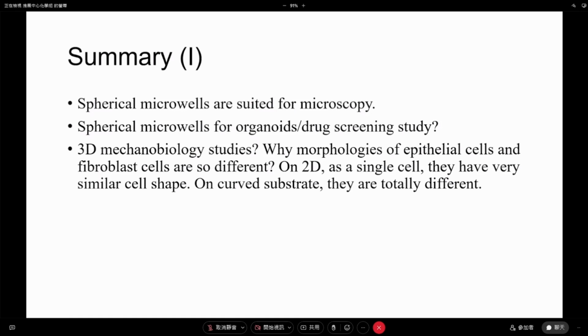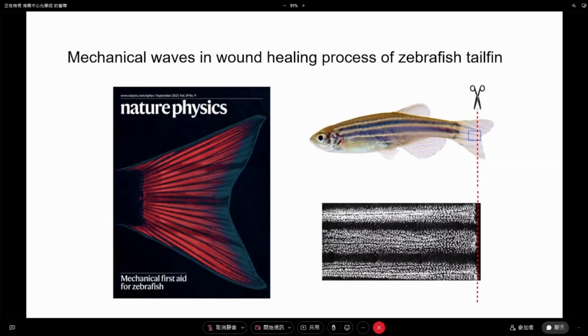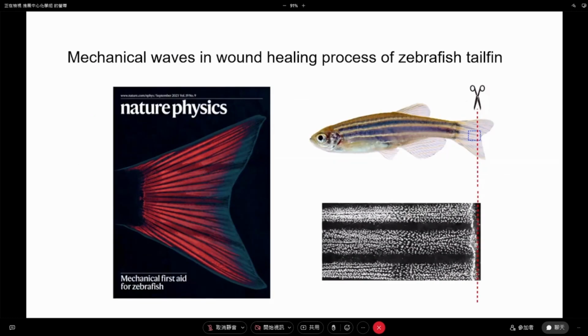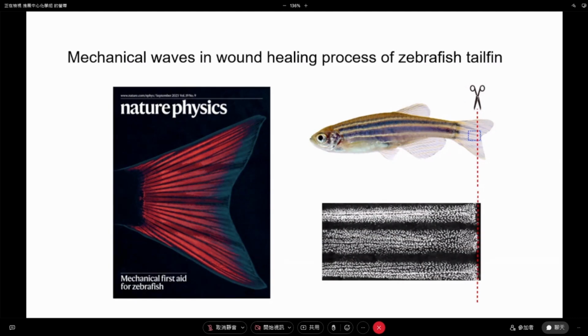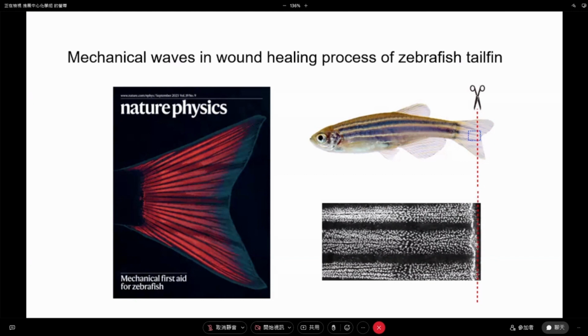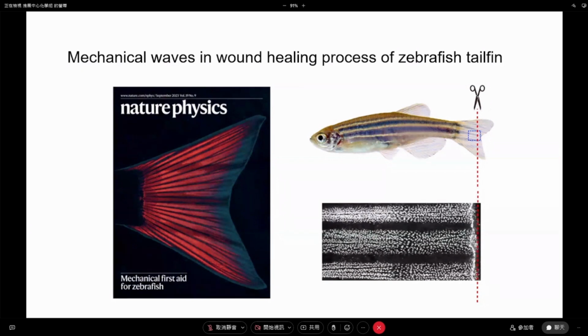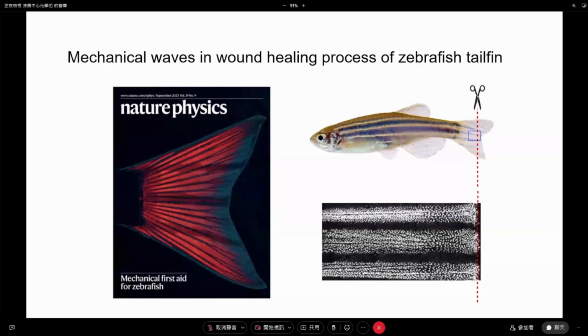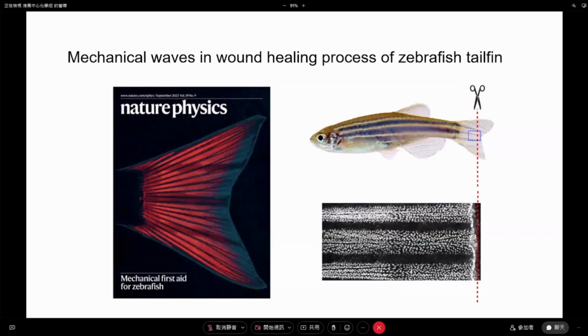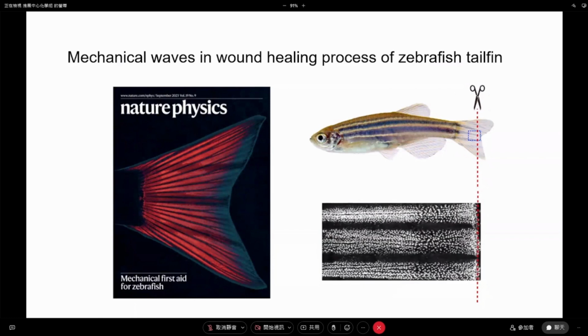Okay, so that's the first part of my talk. And the second part is very fresh out of the oven. We just made the cover of Nature Physics this month. I collaborate with Zhenghui Chen on the zebrafish. We look at the wound healing process in the tail fin. This is the nucleus of epithelial cells in the tail fin. We make a wound and they migrate, and you see this wave pattern.